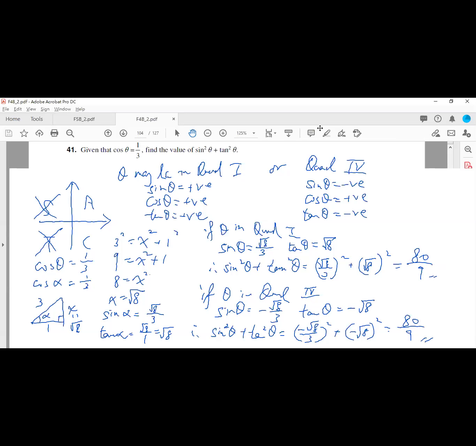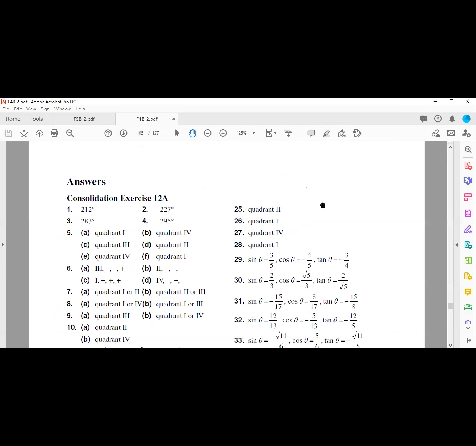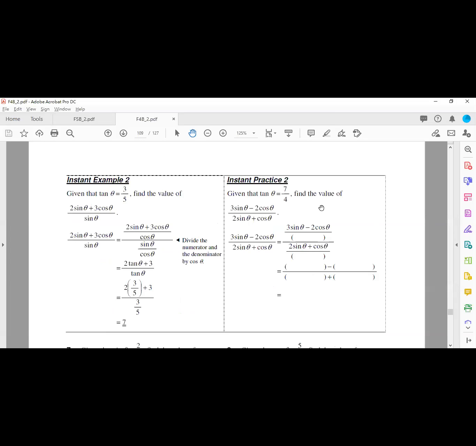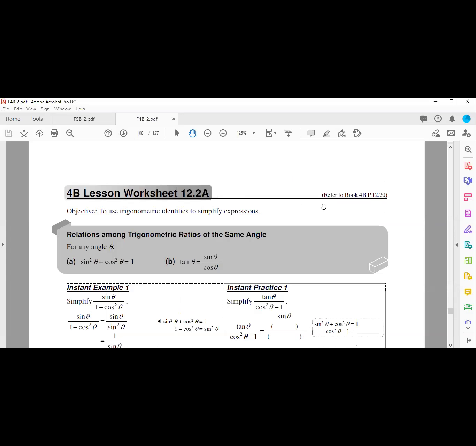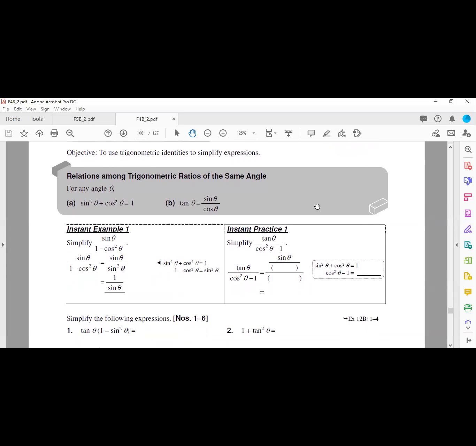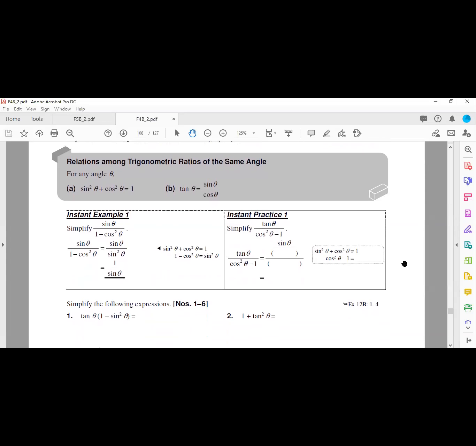Next section. We are going to simplify the expressions using the identities. In this little part, we only have these two identities. Sine square theta plus cosine square theta is equal to 1. And then tangent theta is changed to sine theta over cosine theta.